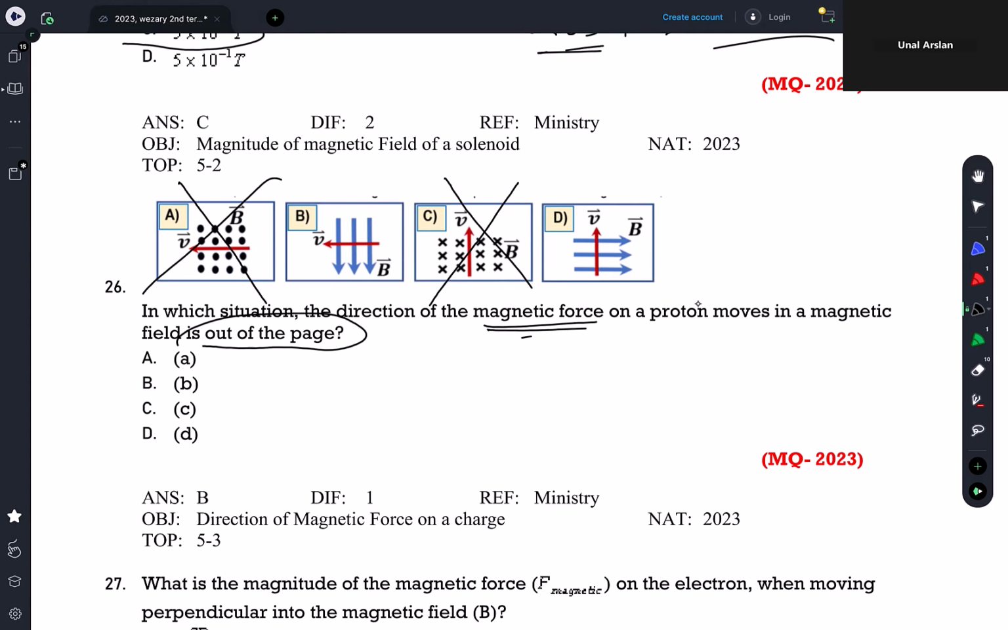Apply the right-hand rule for proton: palm, magnetic field down the page. Make your forefinger down the page. Thumb must show to the left. Lie your hand on your page. Thumb left, forefinger down the page. Palm is going to be out of the page. Yes, B is the correct choice.